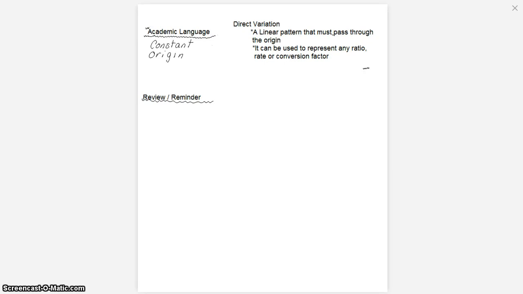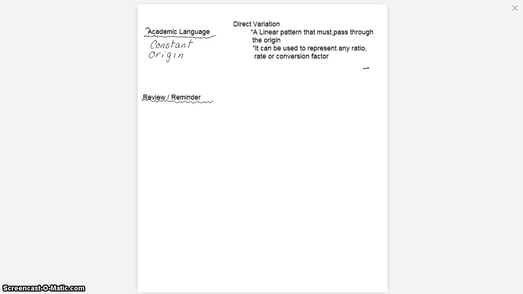Alright, you guys, we are going to talk about direct variation with this lesson. I've already typed up some things on there, so you can go ahead and start writing those down or pausing the video so that you can get those down. Up here under direct variation, there's a star. It is a linear pattern that must pass through the origin.